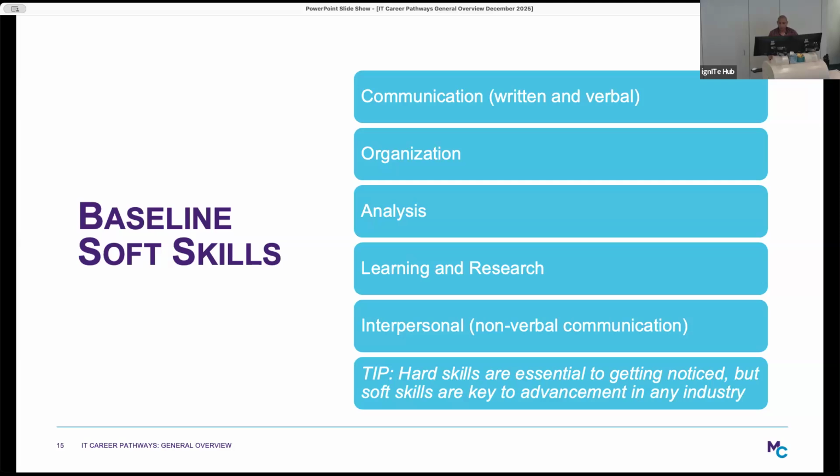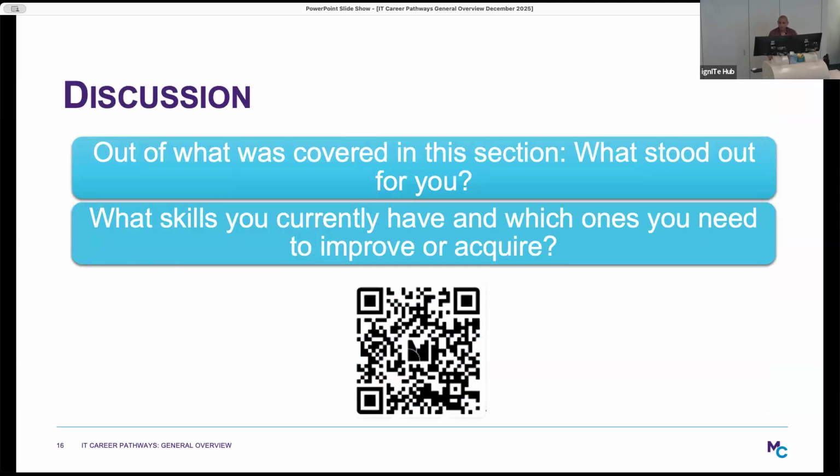And we're doing good. We're going to take a break in a few minutes. Okay, so let's have this discussion. Out of what was covered in this section, what stood out for you? And what skills do you currently have, and which ones do you need to improve or acquire? So again, what we have covered thus far, something that stood out for you. And then let's talk a little bit before we go into these, or you can start going into the QR code, but let me advance the presentation.